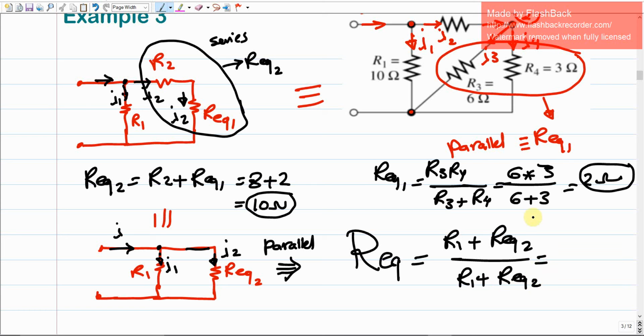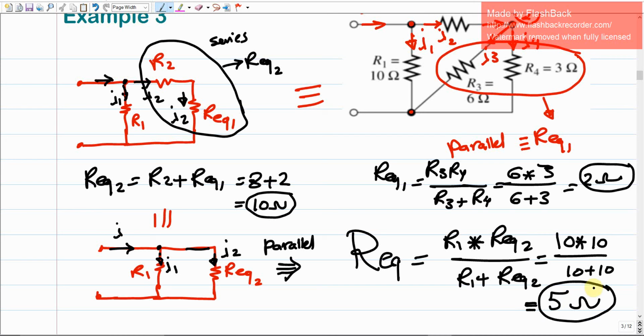How much is R1? It is already given up there by 10. And so it's going to be 10. I'm sorry, this should be the multiplication. So 10 times 10 divided by 10 plus 10. So this is going to give us 100 divided by 20, which is going to give us the overall equivalent resistance for this electrical circuit.